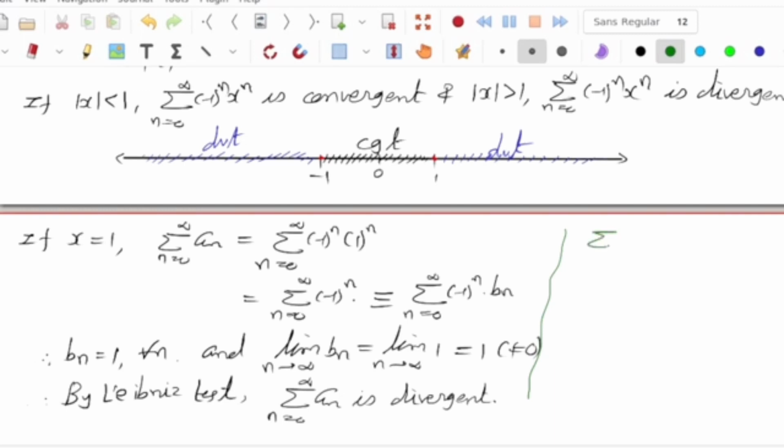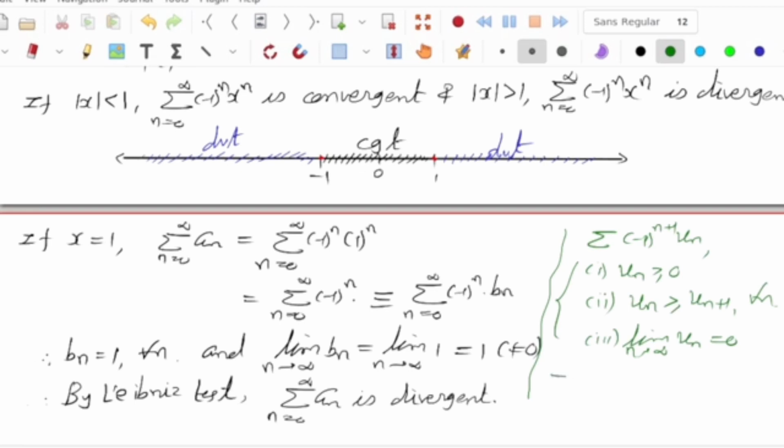The Leibniz test is this: we have given the series summation (-1)^(n+1) un. Then the first condition is un must be non-negative. The second one is un must be in decreasing order. The third one is limit n tends to infinity un should be equal to 0. If these three conditions hold, then we can say that summation (-1)^(n+1) un is convergent. This is the Leibniz test.